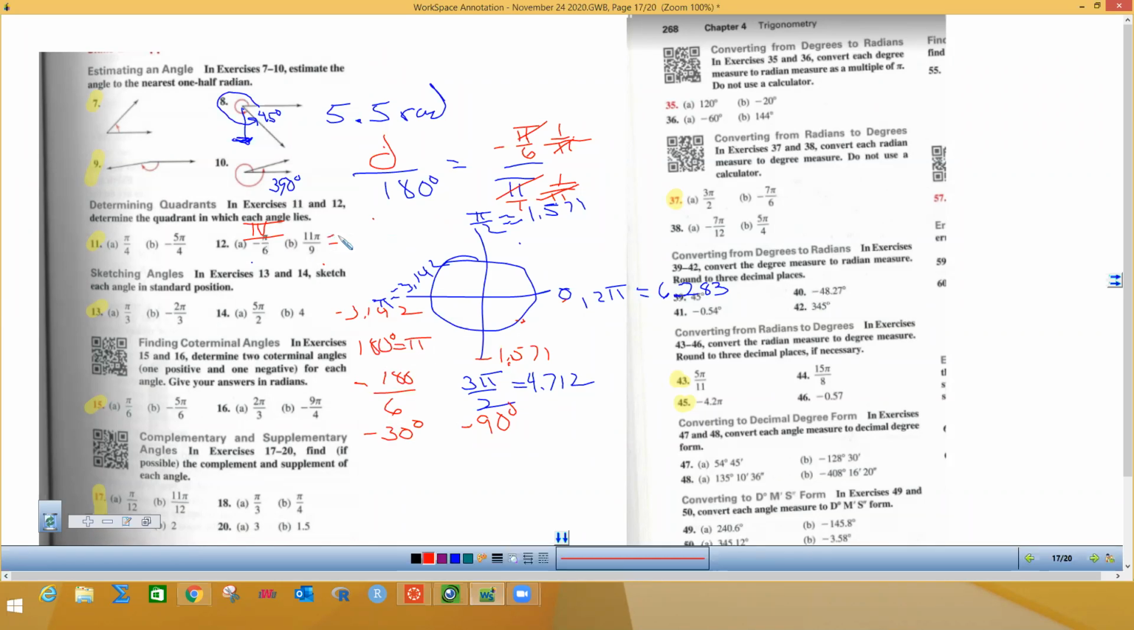So I would change this to 11, and then I stick 180 in for pi, because they're equal, and put that over 9. Then I would reduce these two. So 180 and 9 reduced to 20, because 20 times 9 is 180. And then 11 times 20 is 220 degrees.